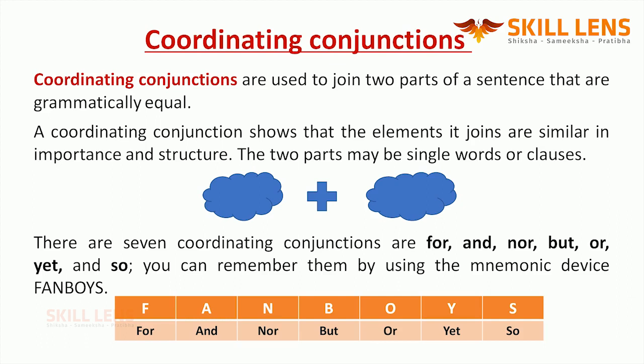The plus sign that you see in between the clouds is the conjunction that we use to get these 2 words, clauses, or 2 parts of the sentences together. Now we have 7 coordinating conjunctions: for, and, nor, but, or, yet, and so. You can remember them by using the mnemonic device FANBOYS.